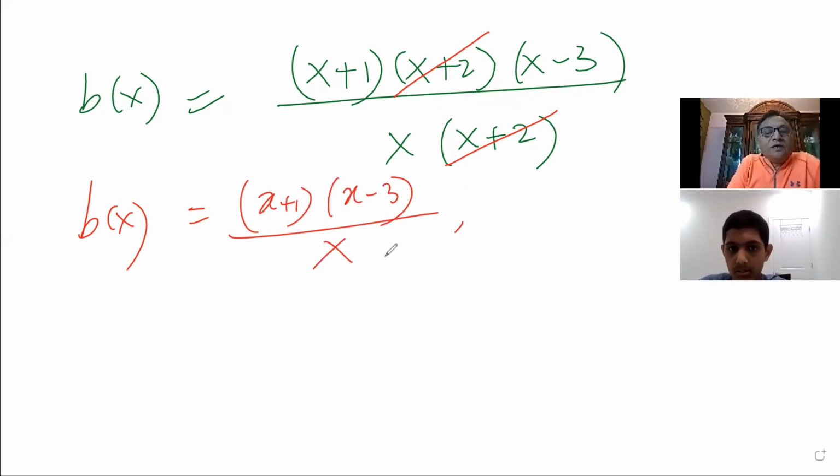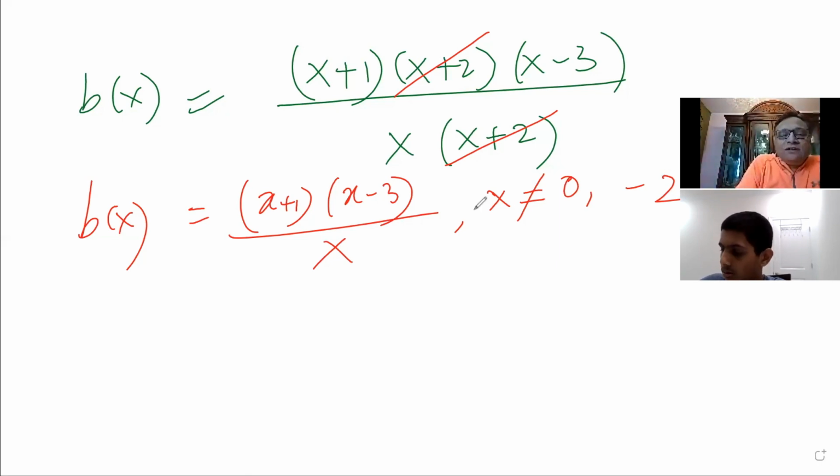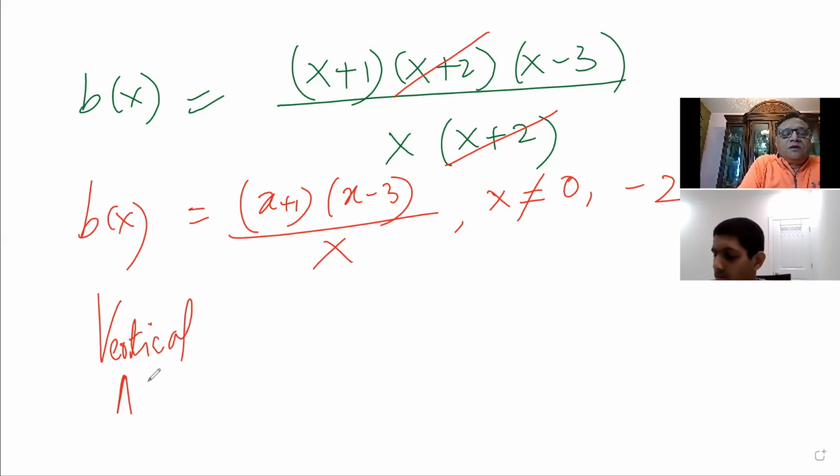Restrictions, if you forget, then you have lost 0.5 marks, right? So x is not equal to what? 0 and minus 2. Do not forget to mention it. Perfect. And now we will write, it has a vertical asymptote, right? Which type of asymptote? Let me write down once again, vertical asymptote, at x equals 0.